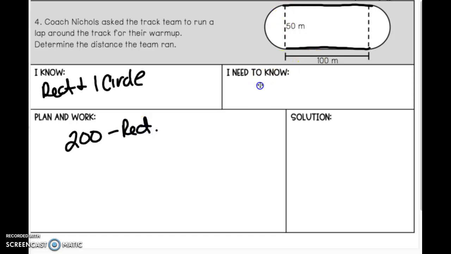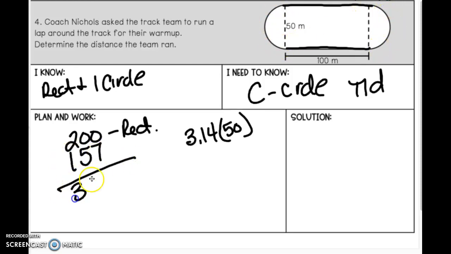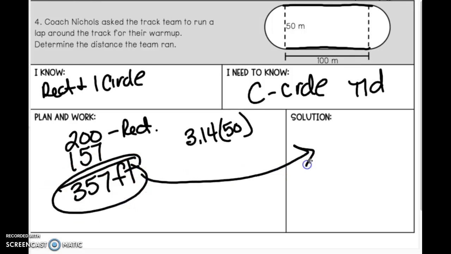What we now have to find is the circumference of the circle. Okay? So the circumference is pi times the diameter. So 50 is the diameter. So I'm going to do it over here, 3.14 times 50, and on my handy dandy calculator, it is 157 all the way around this circle. So we're going to add them together, and that goes in the solution, 357, whoops, not feet, meters to go around.